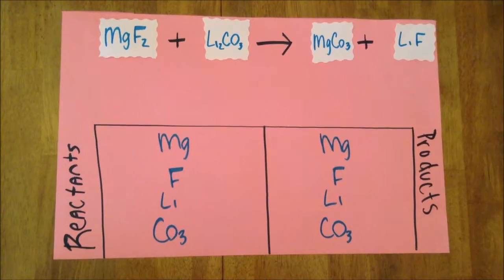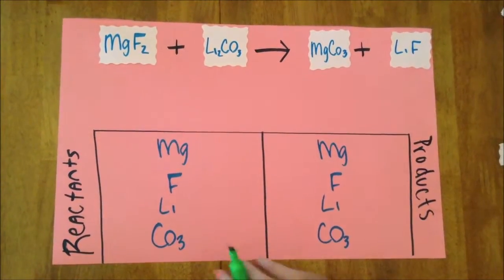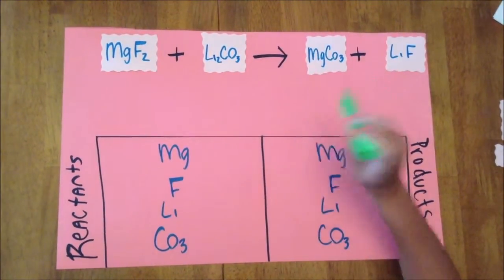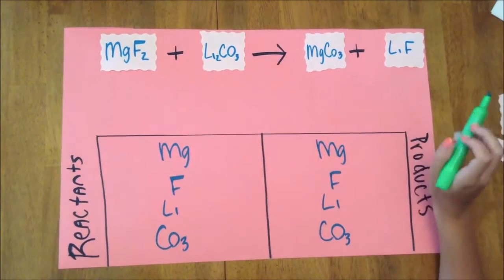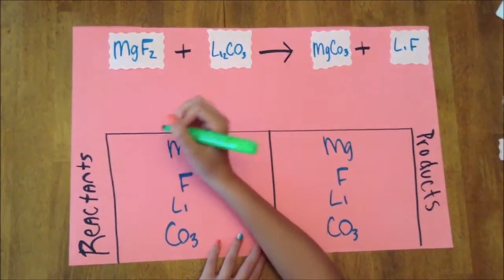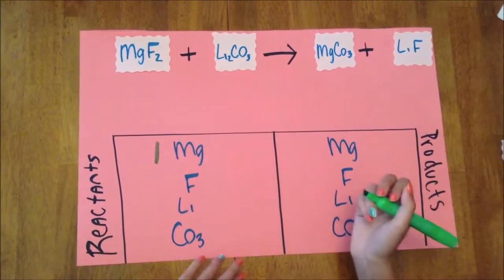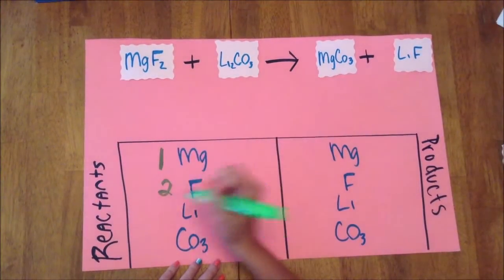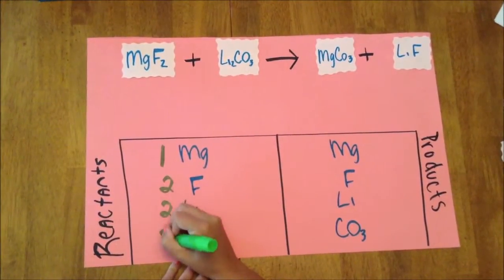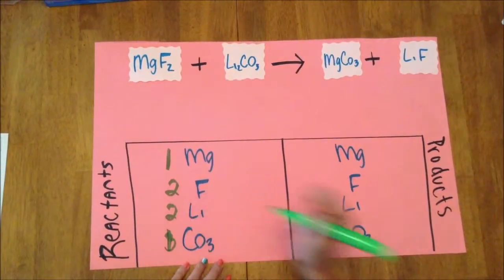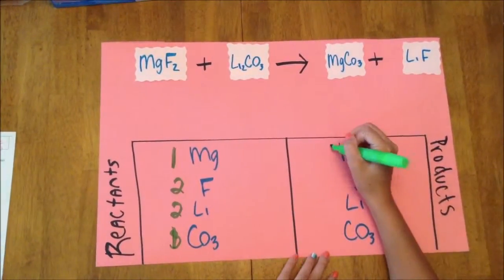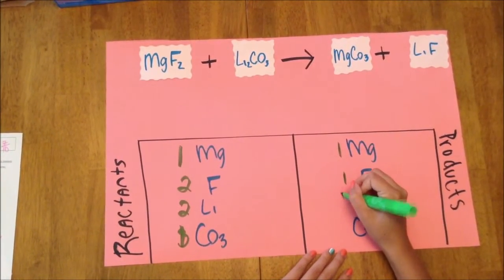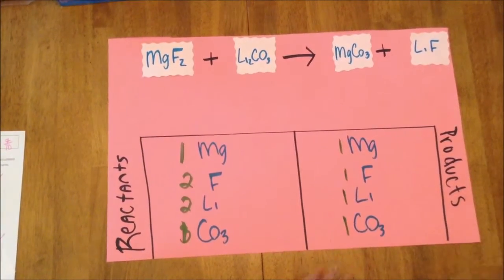Our next reaction is a double exchange reaction. In this example, we have MgF2 plus Li2CO3 yields MgCO3 plus LiF. You start off with 1 magnesium, 2 Fs, 2 Li, and 1 CO3. On the product side, we have 1 magnesium, 1 F, 1 Li, and 1 CO3.